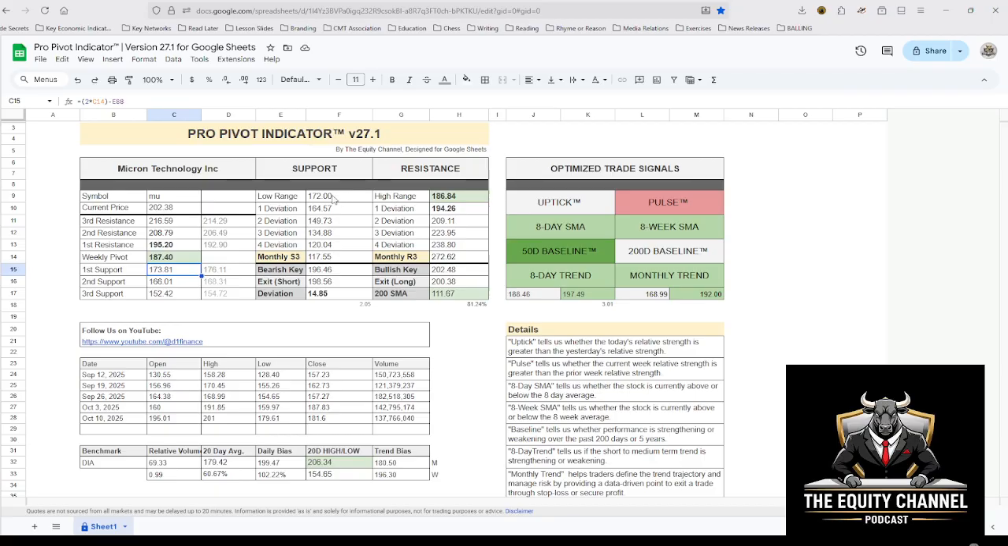And is it supported by where you are on the 20 MA? You can look for support from the 8 MA as well. So if you're below the 8 SMA, that would help. So like right now, I'm above the 8-week and 8-day average. I'm above the 20-day average. So I'm looking for longs. Right? When you're above the high range, you're above the 8, you're above the 8-week, I'm looking for long positions on Micron for now.